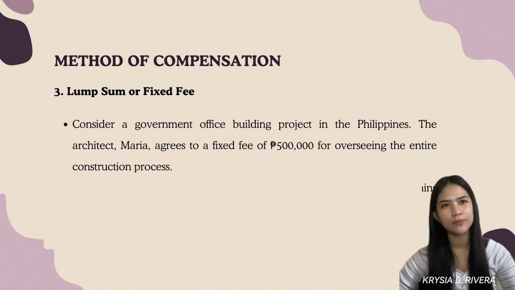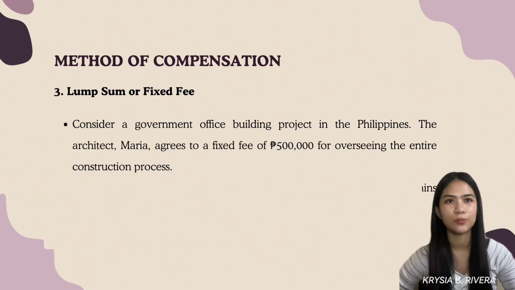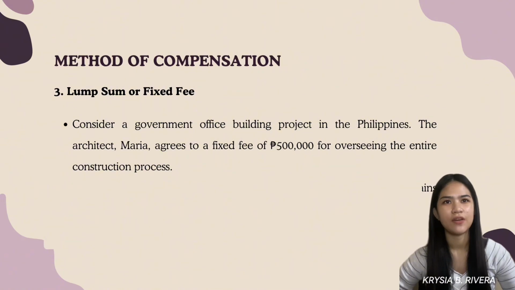Next is the lump sum or fixed fee. Consider a government office building project in the Philippines. The architect, Maria, agrees to a fixed fee of 500,000 for overseeing the entire construction process, regardless of the project size or complexity. So Maria's compensation remains fixed at 500,000.